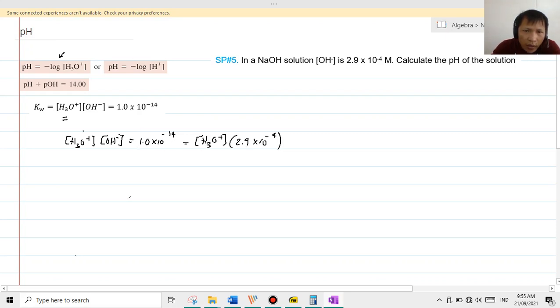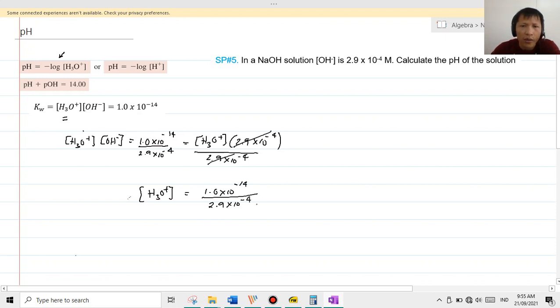So, we manipulate these two. I divide by 2.9 times 10 to the negative 4, and then again 2.9 times 10 to the negative 4, so that they cancel. That is equal to 1, so 1 times H3O. By that, you can find H3O plus to be equal to 1.0 times 10 to the negative 14 divided by 2.9 times 10 to the negative 4.